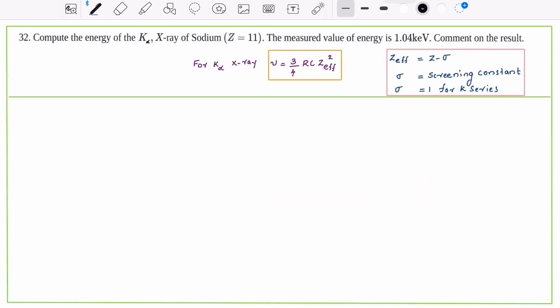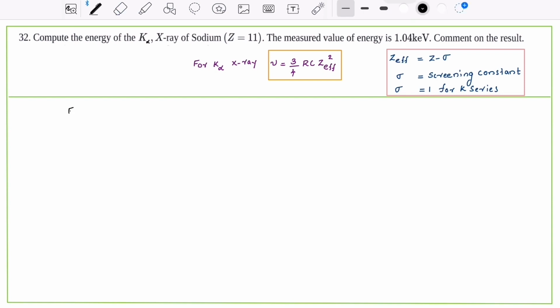The next problem is: compute the energy of the K alpha X-ray of sodium, Z is equal to 11. The measured value of energy is 1.04 kilo electron volt. Comment on the result. We know that for K alpha X-ray, the frequency is given by 3 by 4 R C Z effective square, where Z effective is the effective value of Z, which is given by Z minus sigma, where sigma is the screening constant, and for K series, the value of sigma is equal to 1.